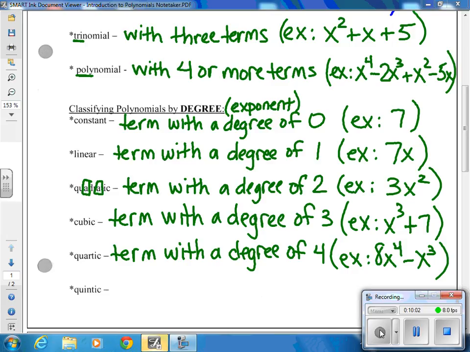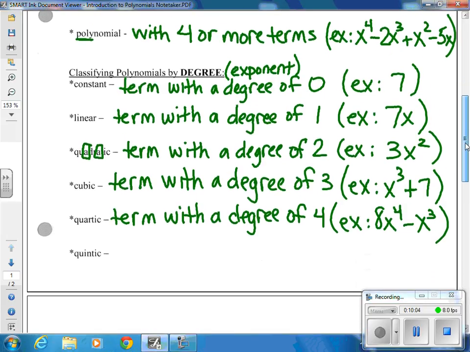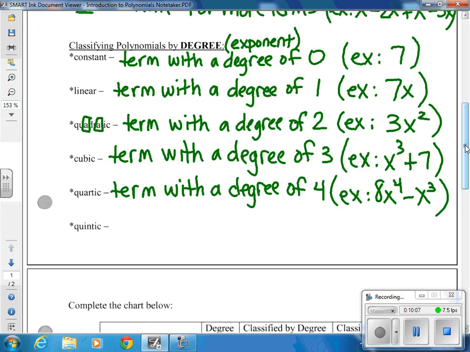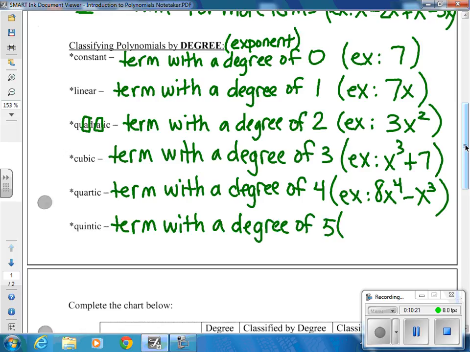Okay, and then the last one on this vocabulary part would be the word quintic. And if you know that quintuplets are 5 babies, then anything with the word quint in front of it is going to be dealing with 5. So this would be the term with a degree of 5. Okay, so the highest power would be a 5, so an example of this could be something as simple as negative 7x to the 5th power.